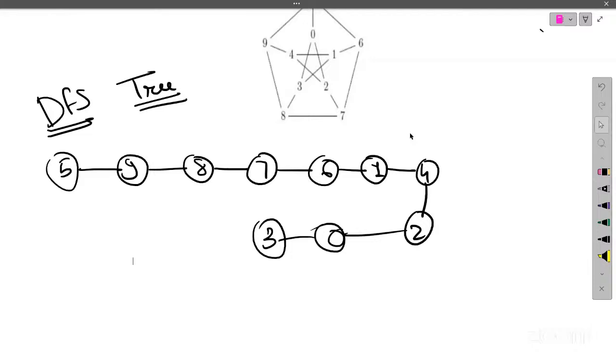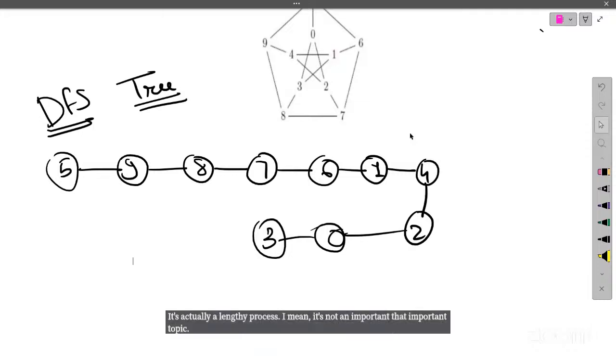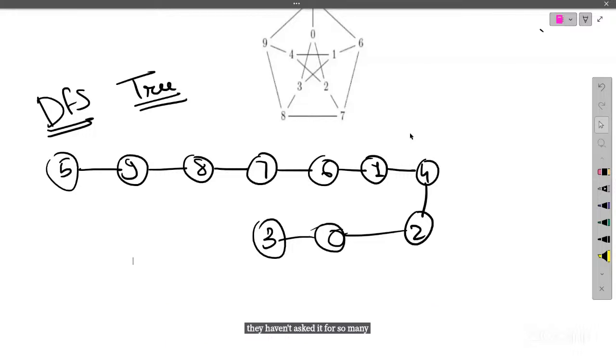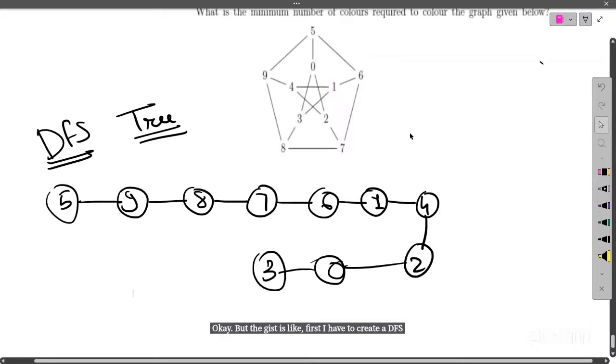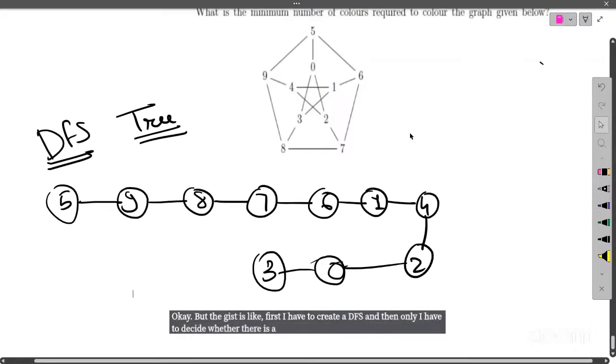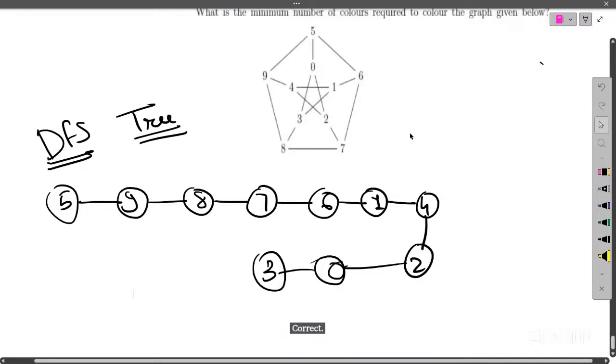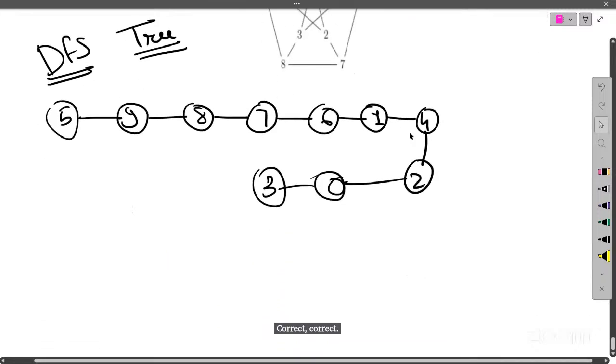Okay, thanks. It's actually a lengthy process. I mean, it's not that important a topic. They haven't asked it many times, I guess. But the gist is, first I have to create a DFS and then only I have to decide whether there is a forward, backward, or cross edge, correct? Correct. First you have to consider the DFS.